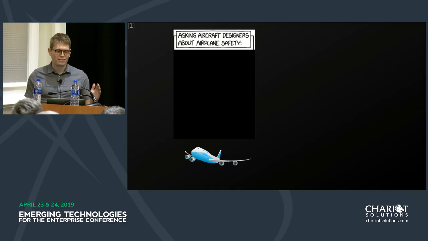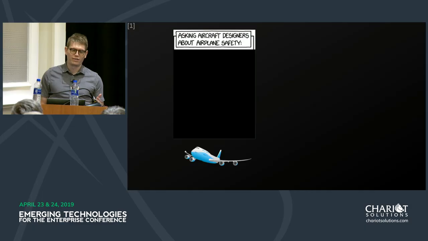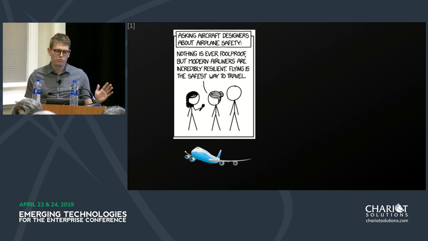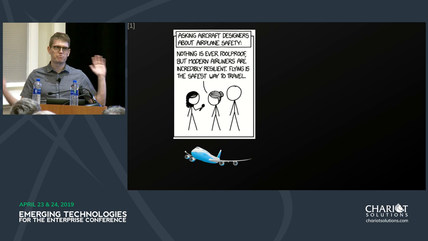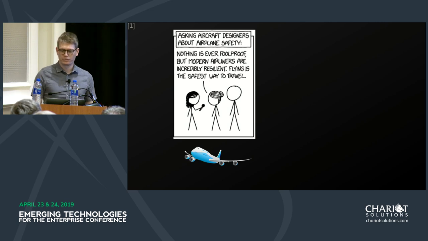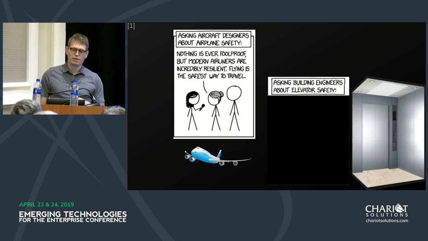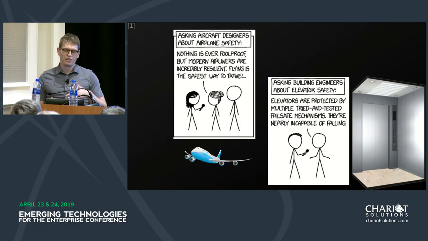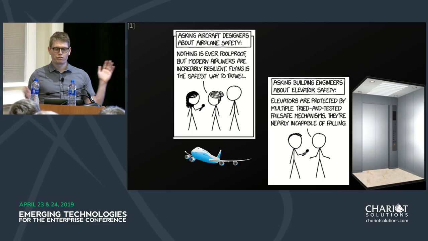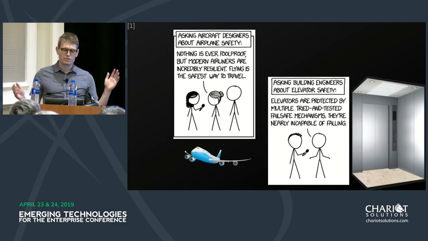If you ask an airplane designer about safety, they'll say something like, nothing's foolproof, but modern airliners are incredibly resilient. Flying is the safest way to travel. If you ask building designers about elevator safety, they'll say something like, elevators are protected by multiple tried and tested fail-safe mechanisms. They're nearly incapable of falling.